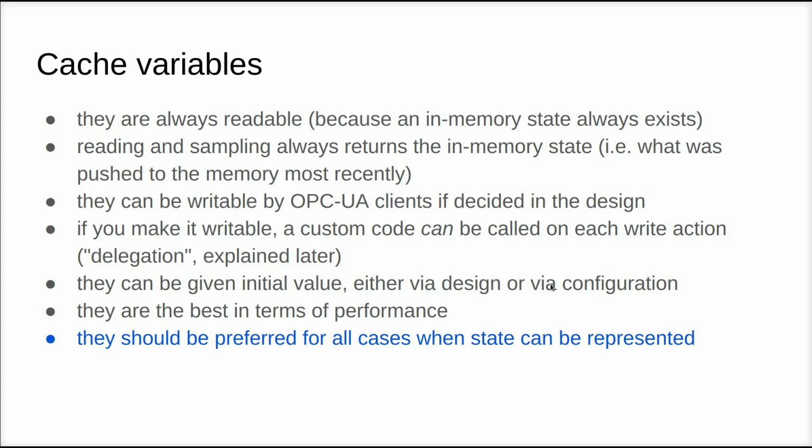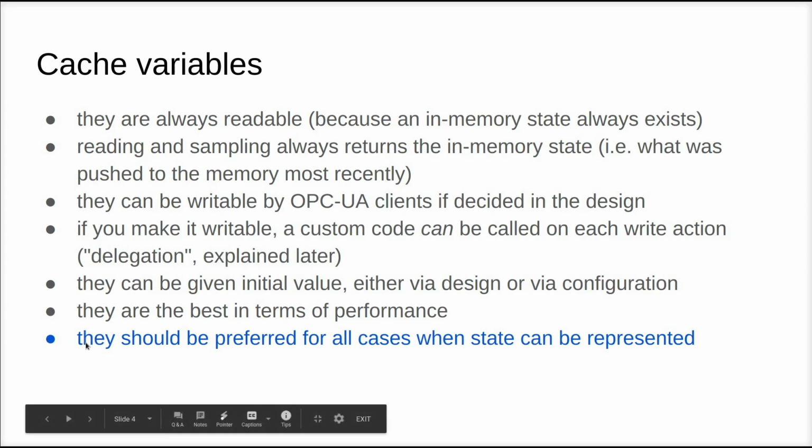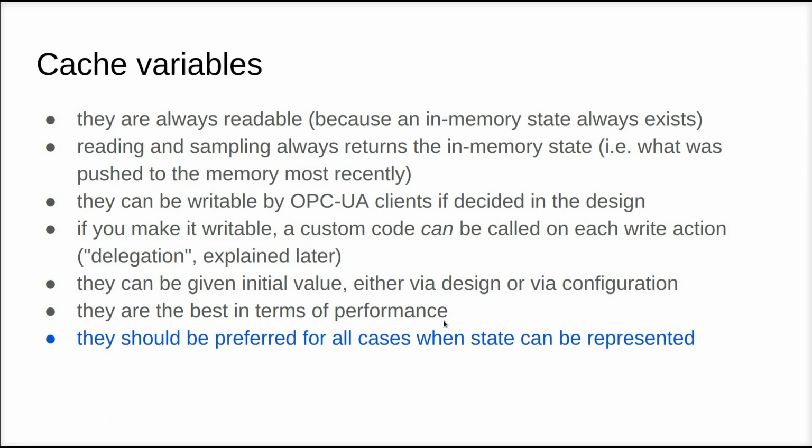Now, all cache variables can be given an initial value, either by Quasar design or by configuration. The initial value is what you see in the server's address space after it started, but before there were any updates by your custom code or by clients. So this is the initial value. Cache variables are the best in terms of performance, and the major takeaway here is they should be preferred for all cases when state can be represented.